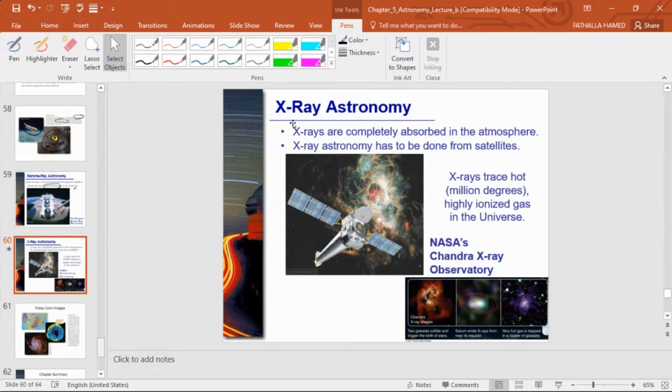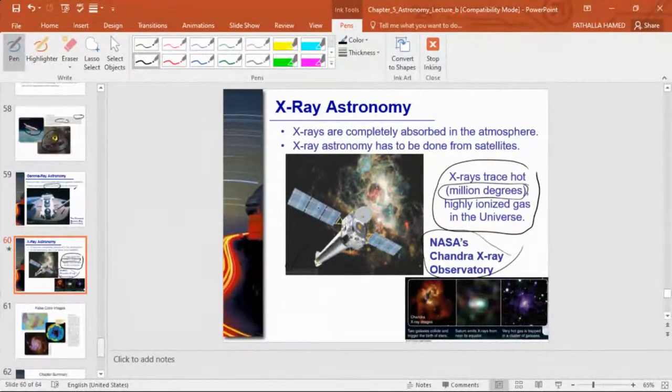In X-ray astronomy, when we detect X-rays, that means the area that is sending these X-rays is highly ionized gas, and the temperature there is about 1,000,000 degrees. There is the NASA Chandra X-ray Observatory, and that's basically what's working on studying X-rays that come from outer space. So there are things that we can do from the surface of the Earth, and there are things that we can do from space.